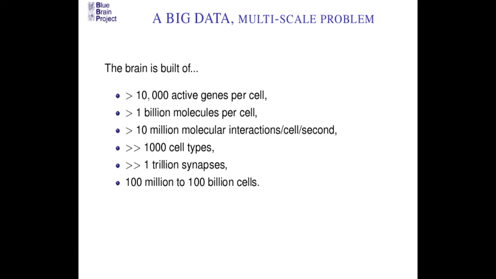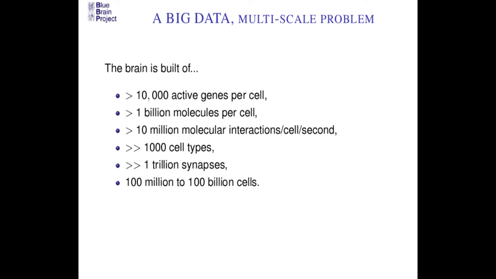When you talk to neuroscientists, you realize they're confronted with a really enormous problem. If you look at the sort of data that's involved in analyzing the brain, it's not just a big data problem, it's a huge data problem. When you look at the number of active genes per cell, the number of molecules per cell, the number of interactions per cell per second, the number of cell types, the number of synapses, look at that, this is one brain we're talking about.